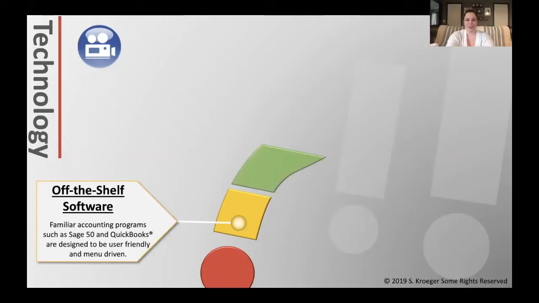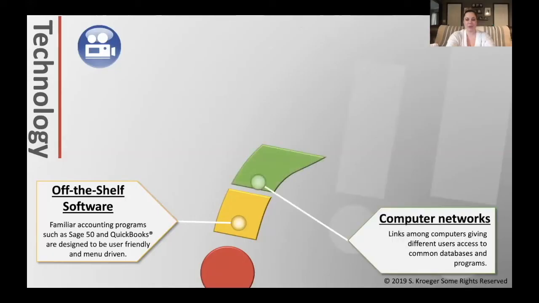Some basic terminology that will be discussed next. First, we have computer networks. These are links among computers giving different users access to common databases and programs. This is very common. For instance, at the accounting firm, we have a computer network set up on the different computers in the office. If one user goes online and does something to one of our clients' accounts, I can then open it and see it. If they save a file in a certain database, then I can also see that as well. So this is pretty common in businesses.